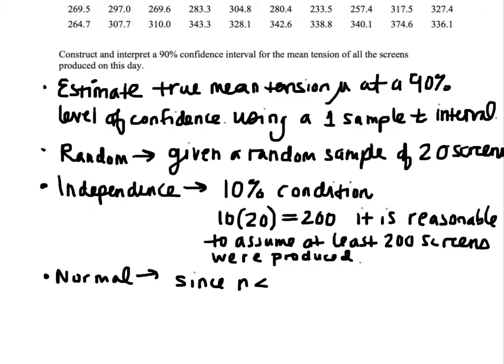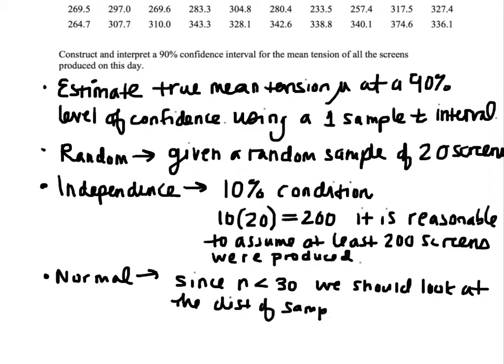Since n is less than 30, we need to look at some kind of visual display of the data. Look at the distribution of sample data. So some options you have are a dot plot, a box and whisker plot, something like that. And so what you'll need to do is plug the data into your calculator.